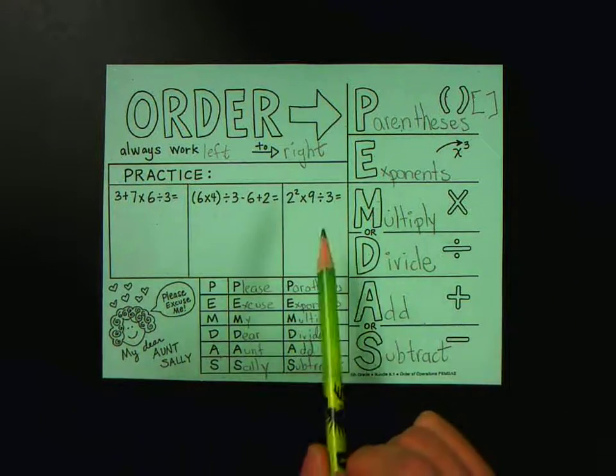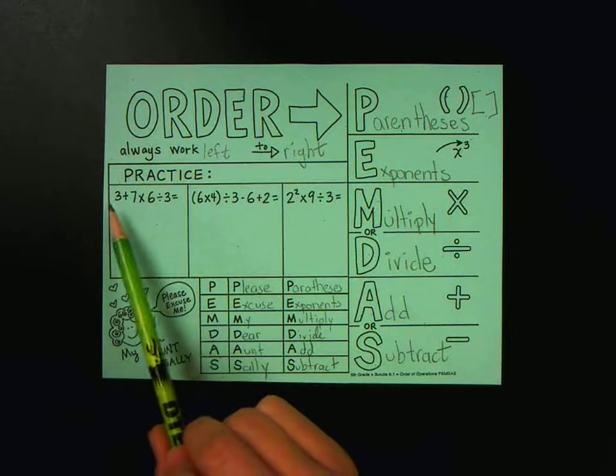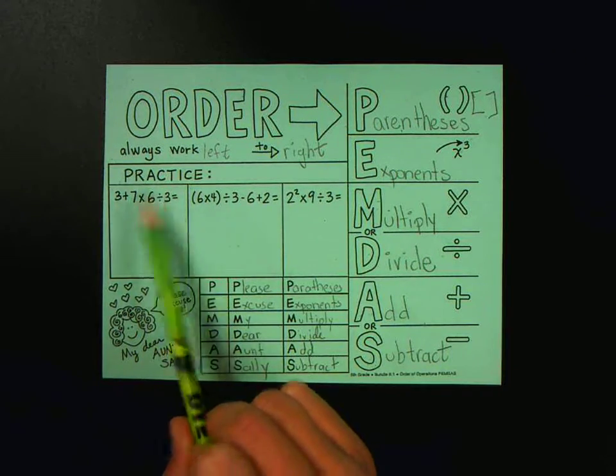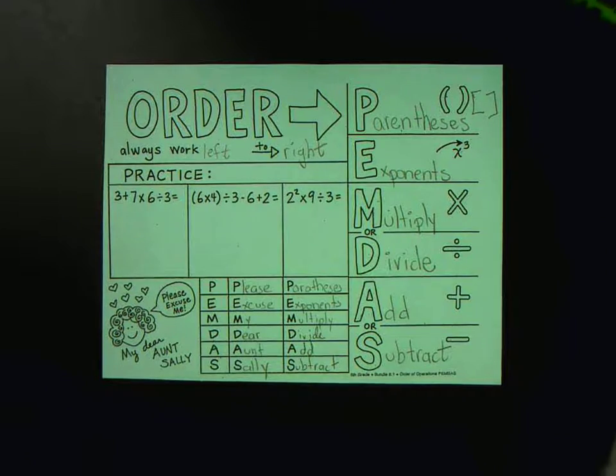Let's get into the nitty gritty here. We're going to start with the problem on the far left: 3 plus 7 times 6 divided by 3. Ooh, that's a lot. We want to take these problems one step at a time, and we want to bring down and show all of our work. If you don't show your work, then Miss Grant can't help you, and your friends can't help you, and we can't figure out where the mistake was made, so make sure you show all of your work.